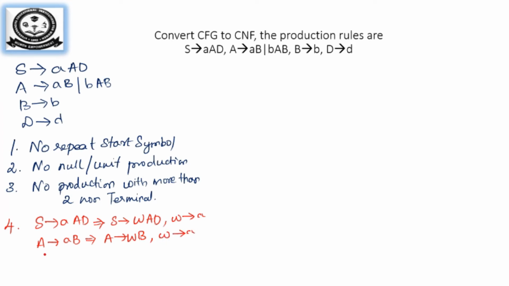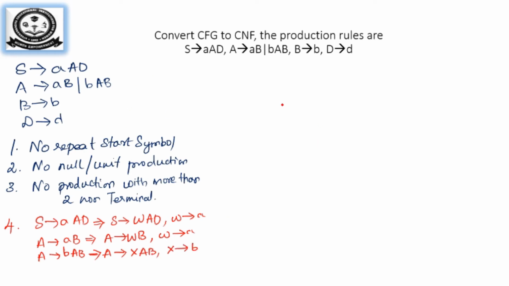And similarly, A tends to BAB. So in this I can see b has to be derived. So you can write A tends to, we'll use a new variable. Instead of W we'll take X, so XAB, and X tends to b, right?